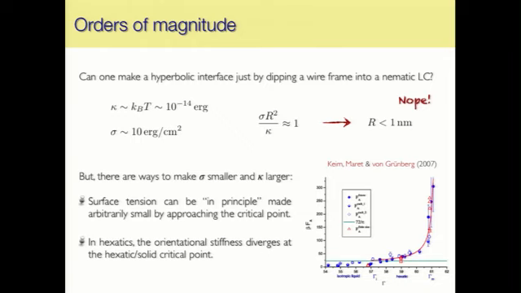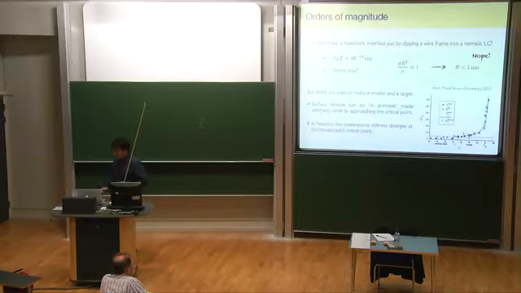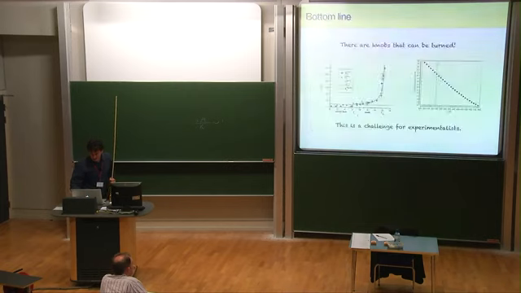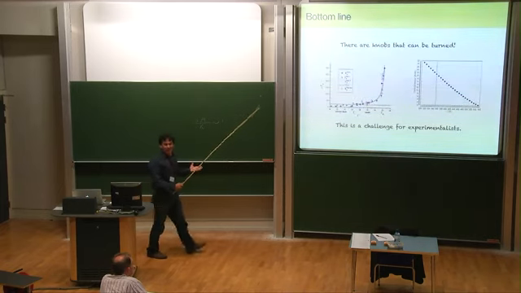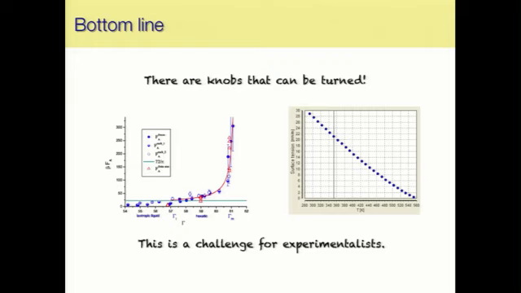Obviously, you are not going to reach infinite elastic constant. But for instance, this point here is 300 kBT, which is pretty high, right? So my conclusion here, and this is really my conclusion, is that there are knobs that can be turned. So I think this is now a challenge for experimentalists. I've seen amazing experiments yesterday and the day before. So if somebody wants to take the challenge, I'll be very happy to help. And thanks for your patience, and I will take your questions.